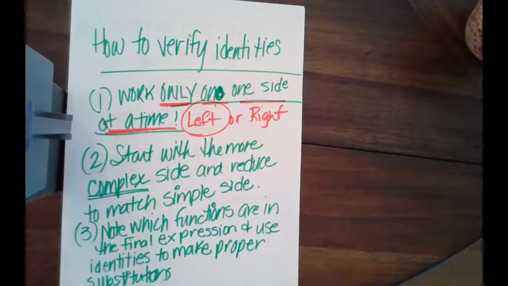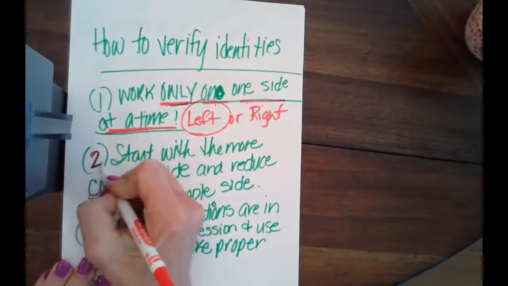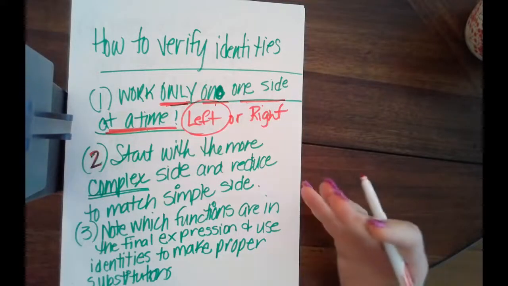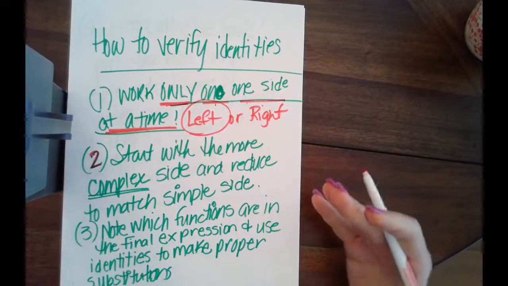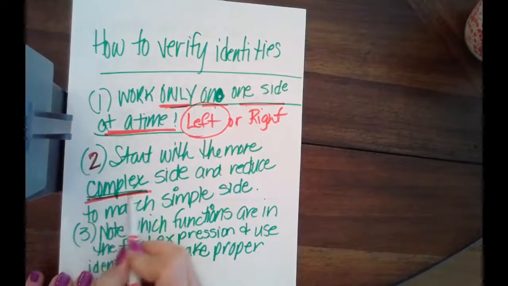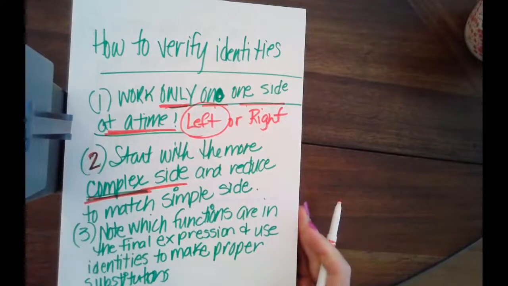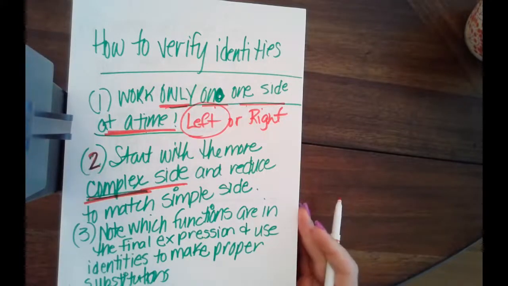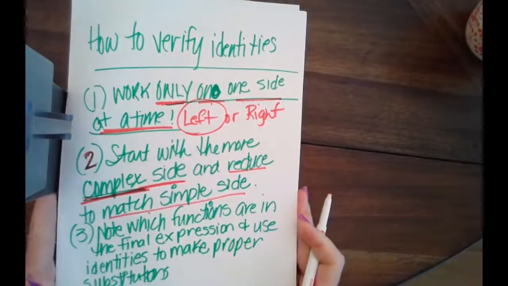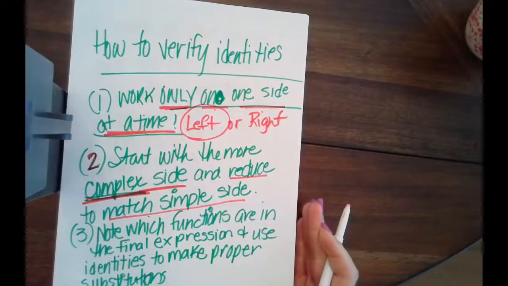Number 2, here's the deal breaker as to whether you're going to use left or right. Sometimes the left and the right sides look to be the same degree of complexity, so you could pick either one. Start with the more complex side. That means that one's a little beefier, it's got a little more to it, maybe more layers, more fractions. And reduce it to match the simple side. It is so much easier to start with a complicated side and break it down to an easy side than to take an easy side and build it up to a complicated side.